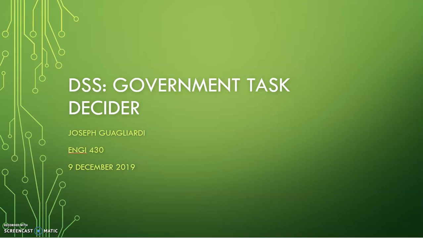Hello, my name is Joey Gugliardi, and I'm a senior industrial and systems engineering major here at Liberty University. And this is my final project for Engineering 430, a decision support system for the government when making decisions on tasks.